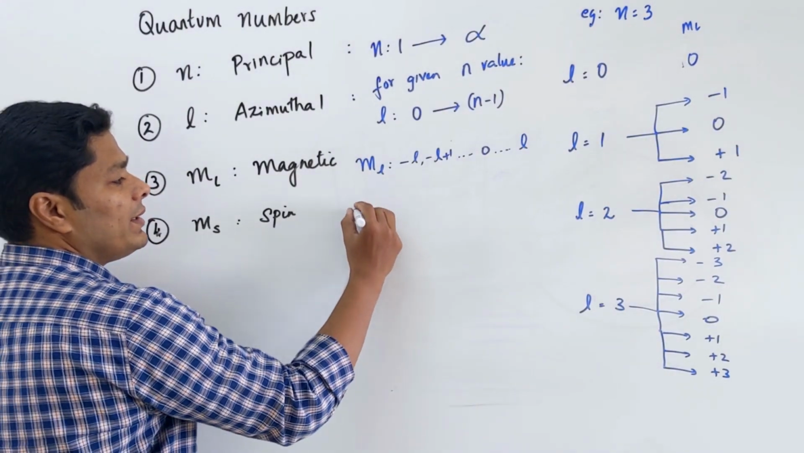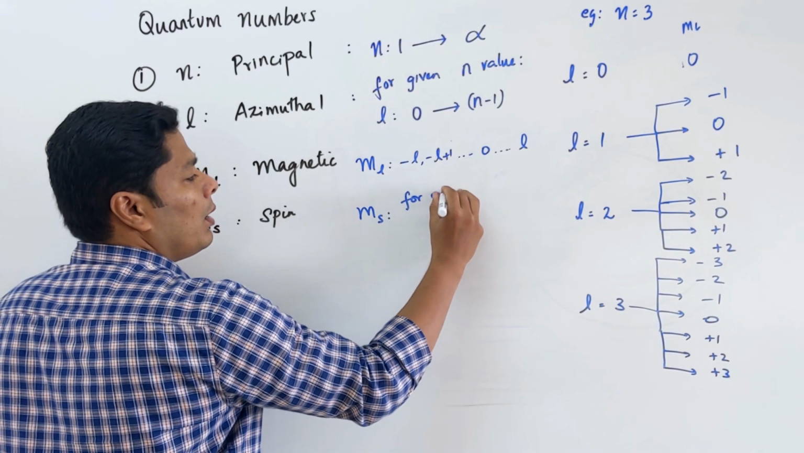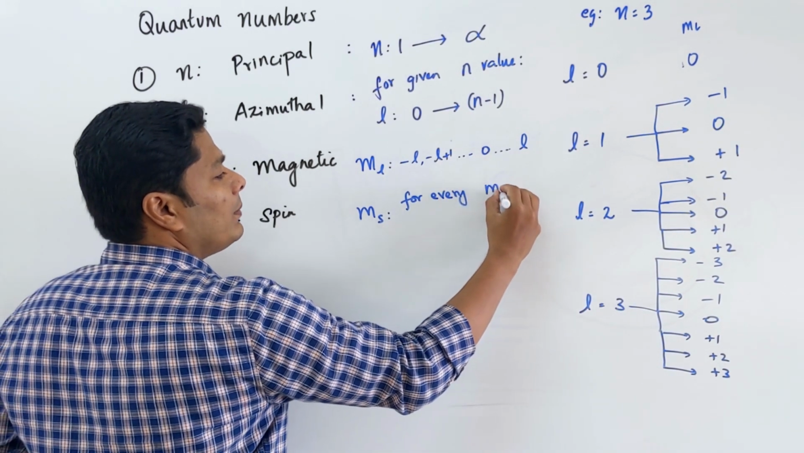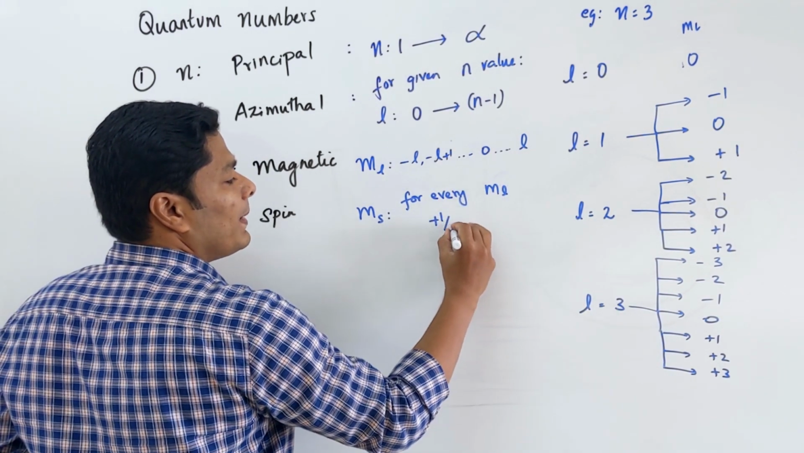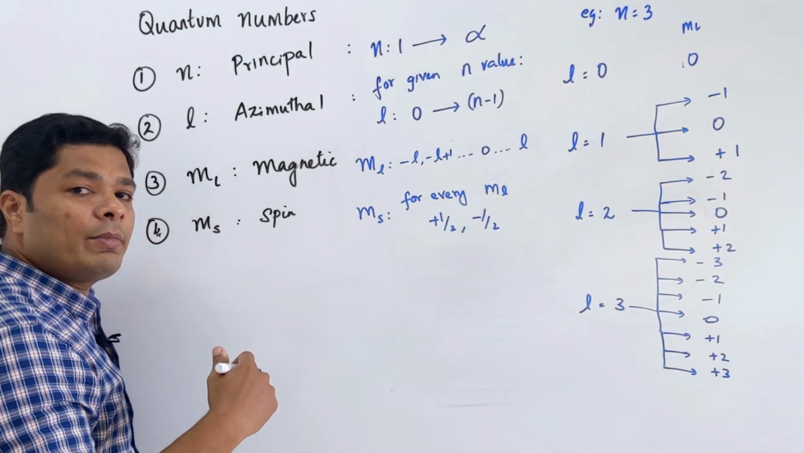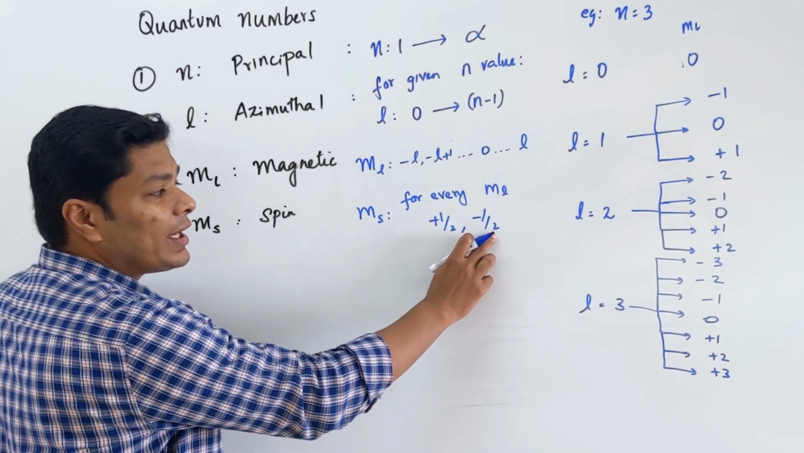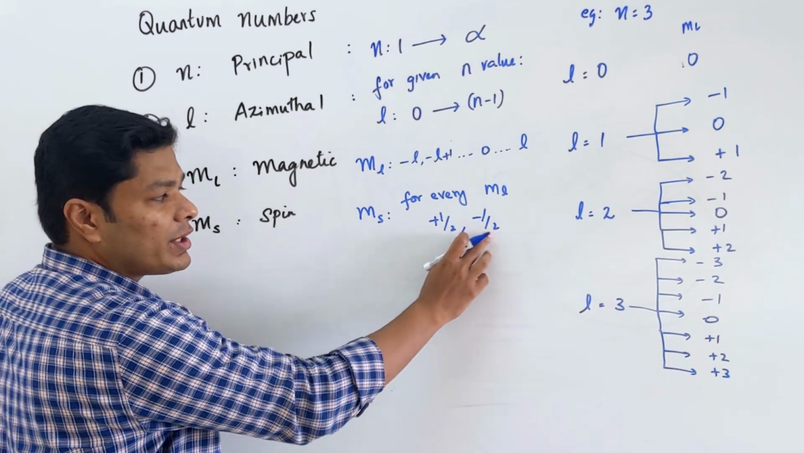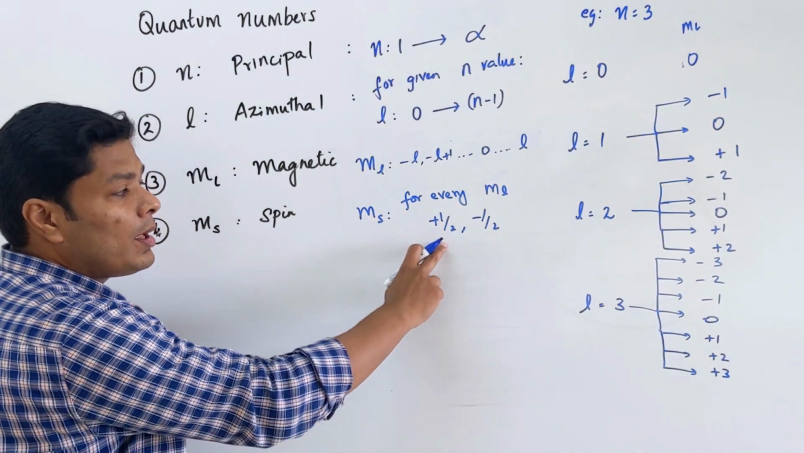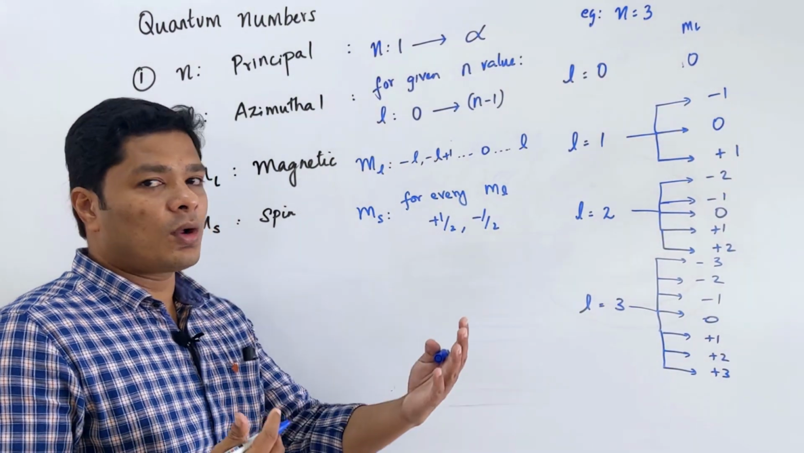And the MS is easy. For every ml, you have plus half, minus half. Plus half, minus half is something that is given by humans. Okay, so this is clockwise spin of an electron. This is anti-clockwise spin of an electron. It's not actually charges. Electron is -1. Now clockwise is plus half. Humans decided that. So nature doesn't know clockwise or anti-clockwise.